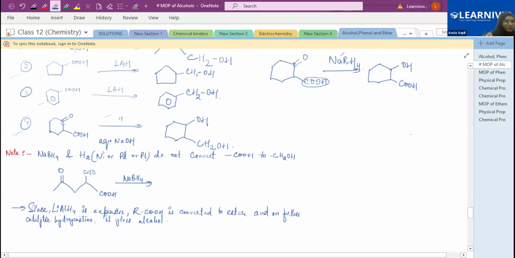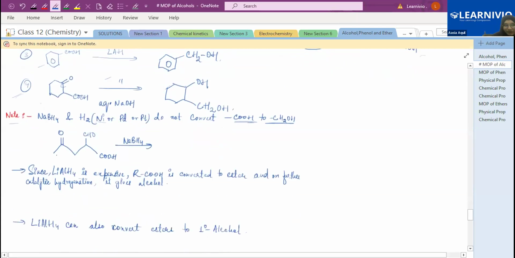So write this point in your notes: sodium borohydride and H2 in the presence of nickel, palladium or platinum do not convert carboxylic acid to the corresponding alcohol. So COOH to CH2OH, it won't convert, right?